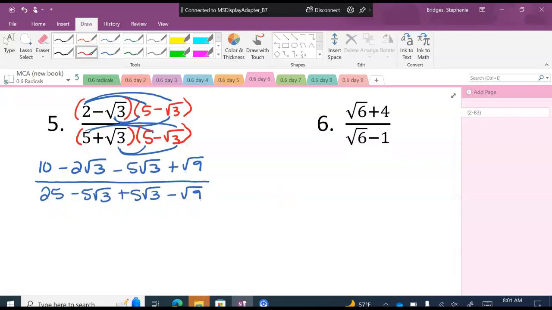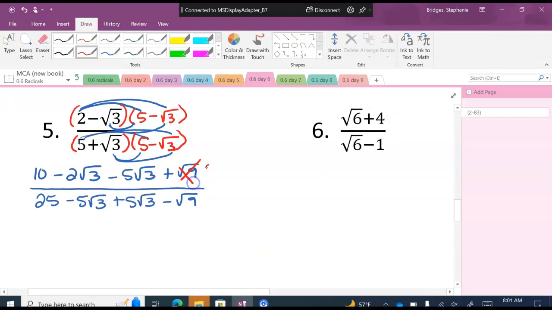Do you guys see the 2 perfect squares in the top and the bottom that I can simplify? All right, both of them are going to turn into just 3. So at the top, my 2 terms that don't have radicals are 10 plus 3, which gives me 13. Do these middle terms cancel out in the numerator, though? No. What's a negative 2 and a negative 5 give me? Negative 7 square roots of 3.